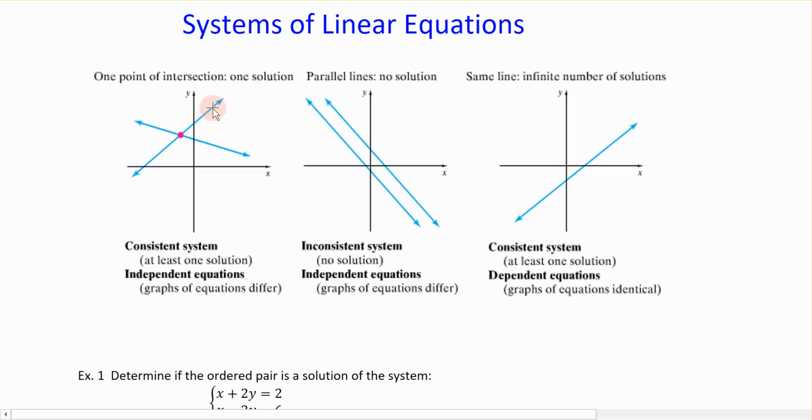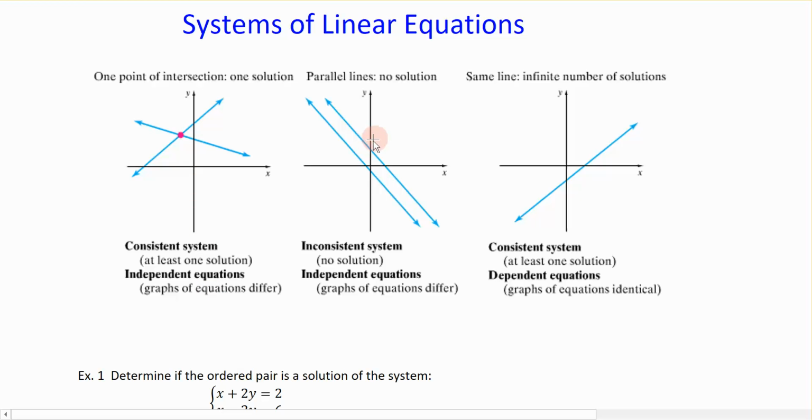You can see here that one type of solution for a system of linear equations is to have one solution. In other words, I've got two lines and they intersect at exactly one point. This gives me an ordered pair, and that ordered pair is the point at which these two lines intersect. We say that this system is consistent in that it has at least one solution, and that these two equations are both independent of each other. In other words, they're not the same line.